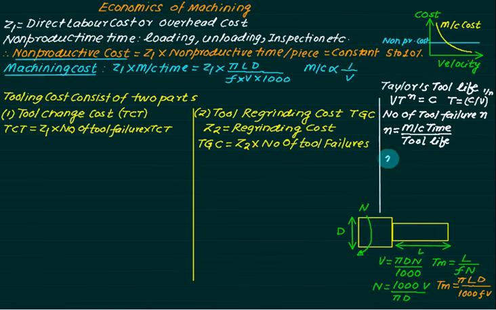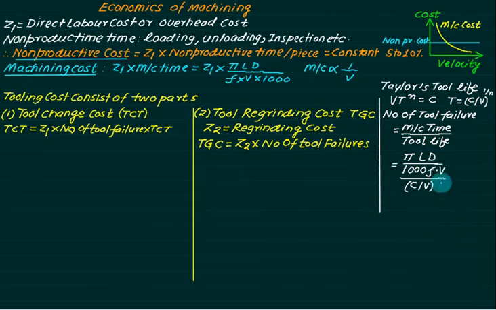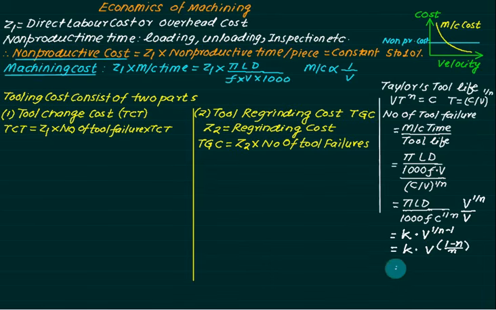And machining time we have already calculated. So let's substitute for this one: pi L D divided by 1000 F V, the whole thing divided by tool life, C to the power 1/n divided by V to the power 1/n. If you solve this, you will get pi into L into D divided by 1000 multiplied by F, and we have the term C to the power 1/n in the numerator, and in the denominator we have the V term. Let's say this whole constant equals K, and here we have a power of V as 1/n minus 1. So we have K into V to the power (1 minus n) upon n.